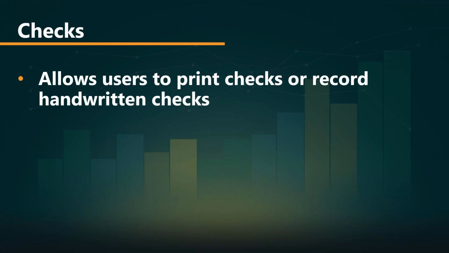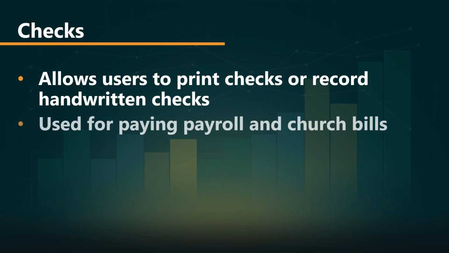And checks has a Y in the road as well. But let's go through the different bullets for checks first. So checks allow users to print checks or record handwritten checks. And that's the Y in the road that I'm talking about. Some churches still have checkbooks and they're writing them out of these checkbooks. Some churches will print checks onto check stocks or check blanks, and then they'll distribute those checks that way. So there's a little Y in the road there. So it allows you to do both.